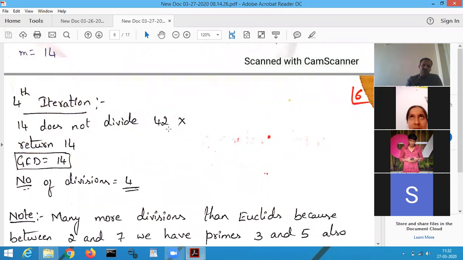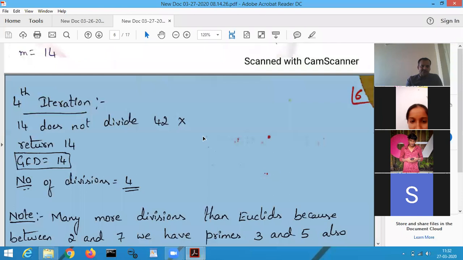14 threes are 42. So the condition is false.